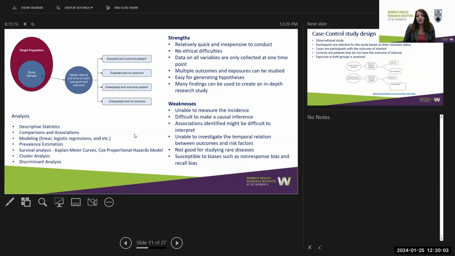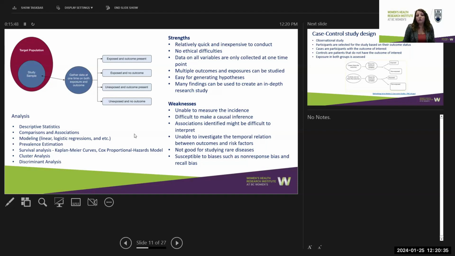So the weaknesses: we cannot measure incidence. If you listened to my previous lecture, we talked about incidence and prevalence. Prevalence covers all existing conditions, like when we're measuring a specific disease in a population at a specific time point, whereas incidence is the calculation of only new cases. So based on a cross-sectional study design, you cannot calculate incidence, only prevalence of something in the population.